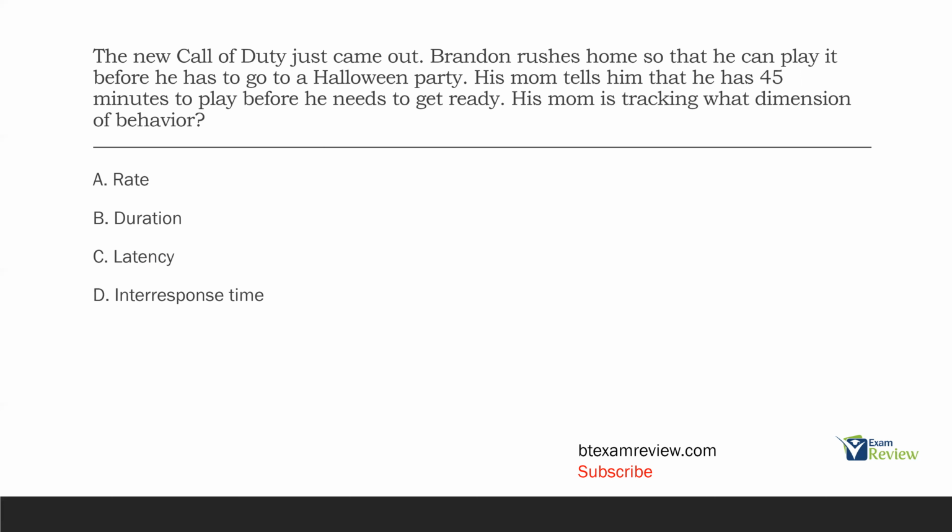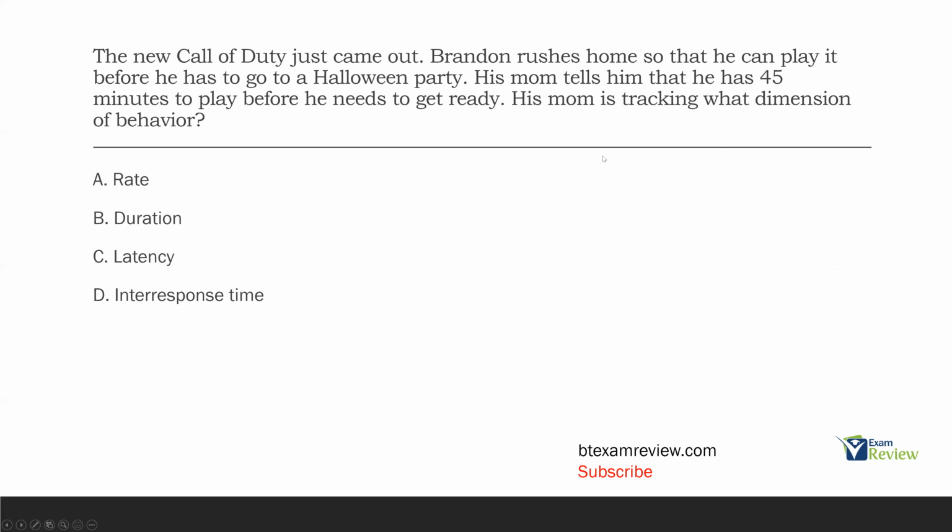A, rate. If it was rate, what are we missing? We're missing frequency, okay? There's no frequency, we can't have rate. That's how rate works, right? Rate is frequency over time. B, duration. Duration tells you how long a response or behavior occurs. It's exactly what we're looking at here, right? The duration he has to play is 45 minutes.